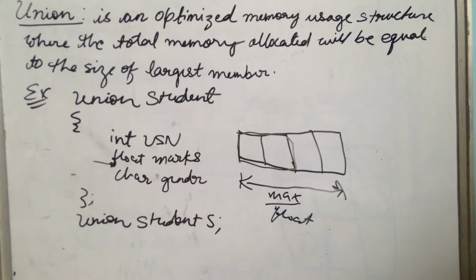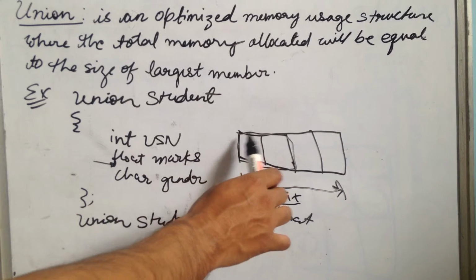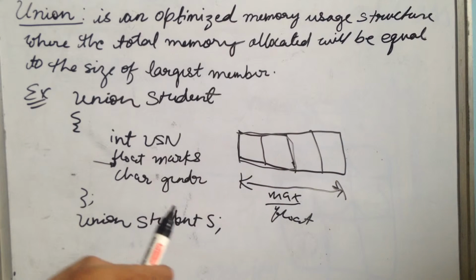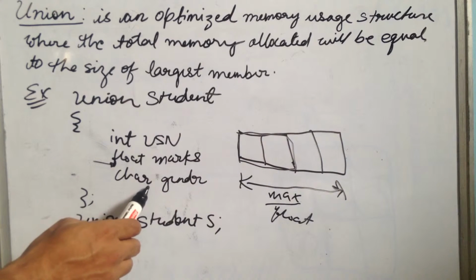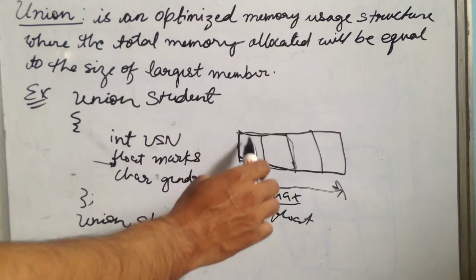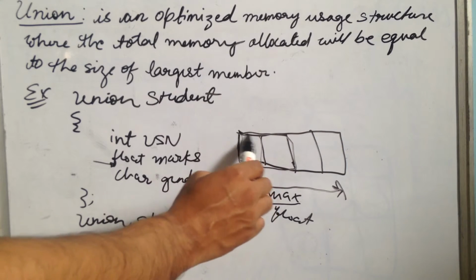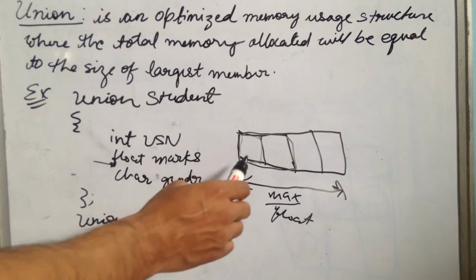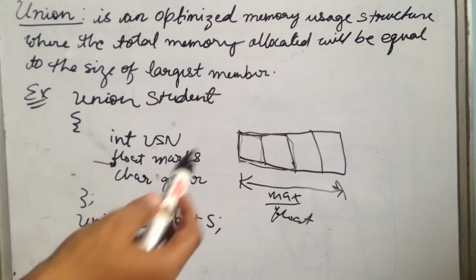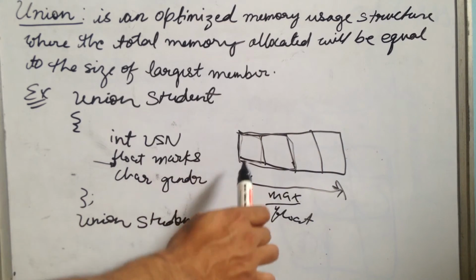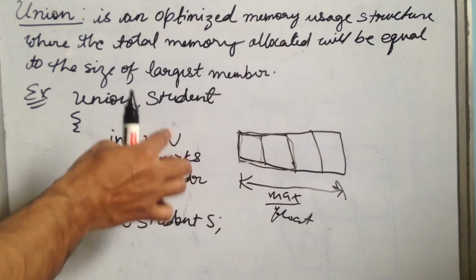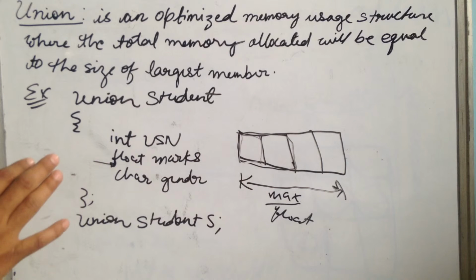When you want to fetch marks, this will be cleaned and the 4 bytes will be used for the marks. And again, when you want to fetch gender, it takes only 1 byte. So here you will be using 1 byte, you will get the character, the gender of the student. So in memory, how is it? It is only 4 bytes, and we are going to use only these bytes for all the 3 members.